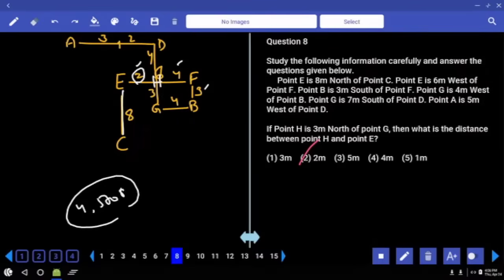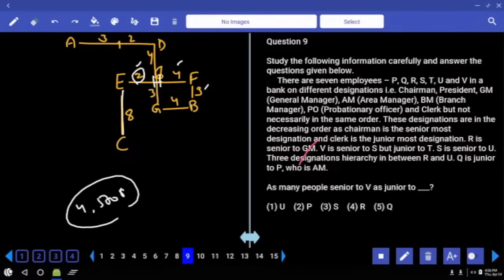Then coming to question number 9 onwards. 9 to 12. 9 to 12, first or second priority? And 7 employees were there with different designations. More designations were given: chairman, president and so on, clerk. Now 7 persons, 7 designations. That means hierarchies. Now hierarchies, first or second priority? First priority. Hierarchy is always under the first priority.